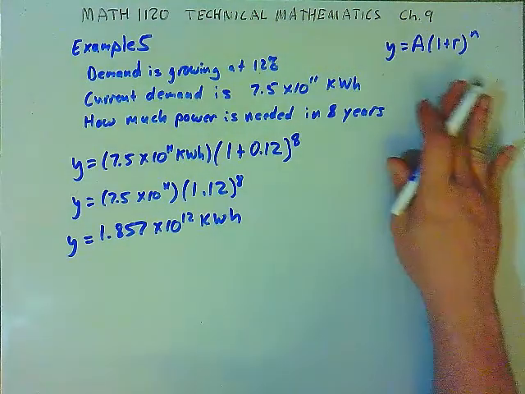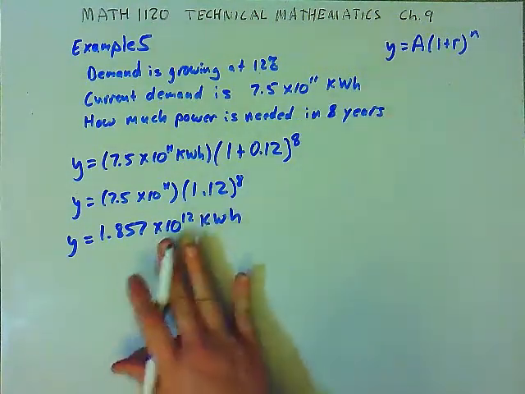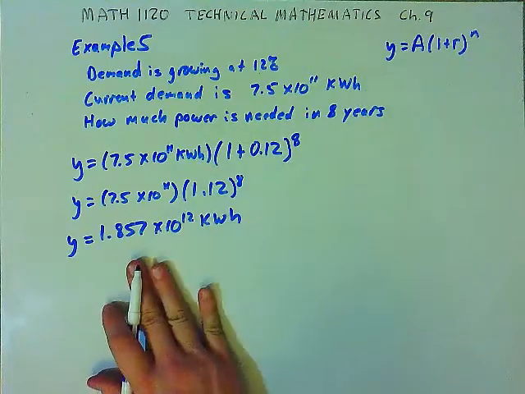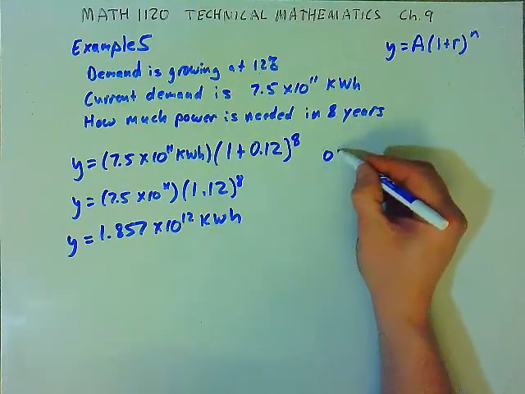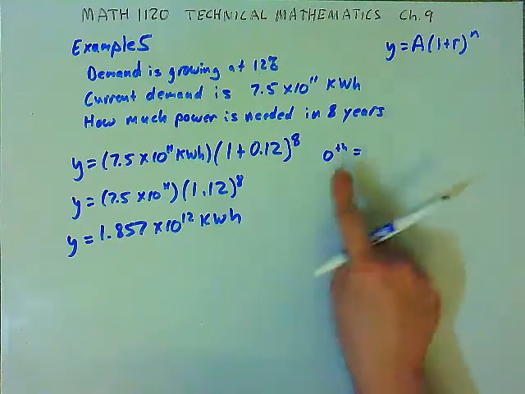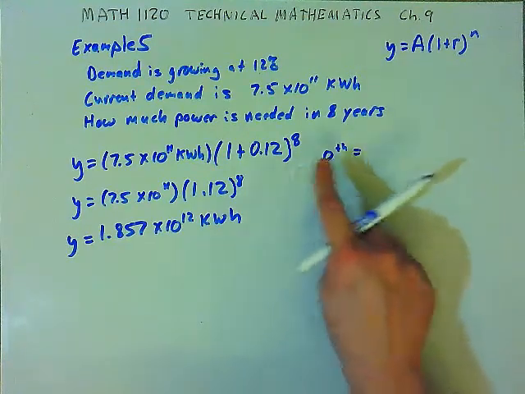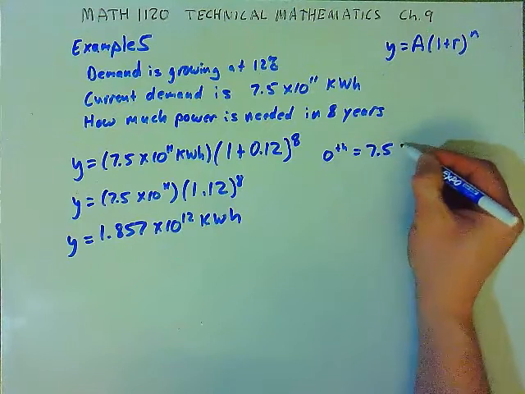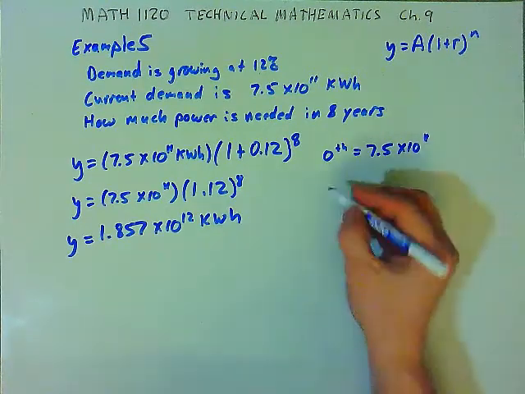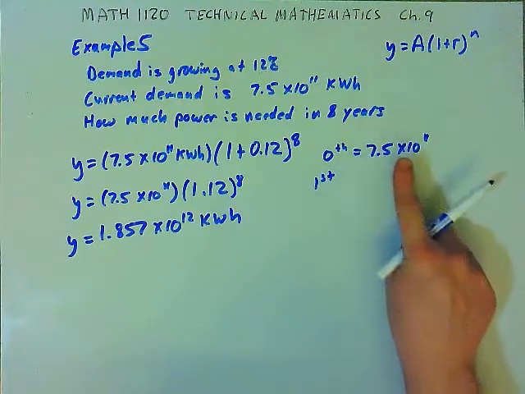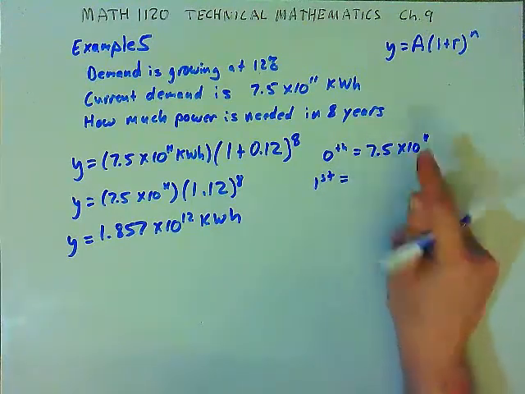And so let's think about what this formula means, why this formula gives us the correct answer. So on the 0th year, right, the current year, we are using 7.5 times 10 to the 11th kilowatt hours. On the first year, we're going to increase this by 12%.